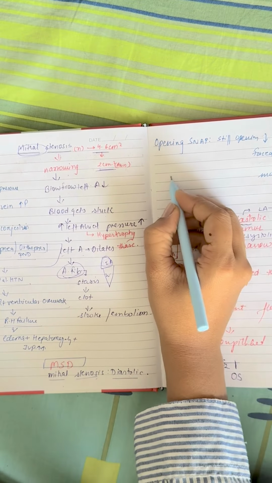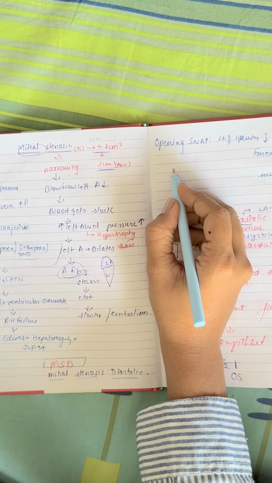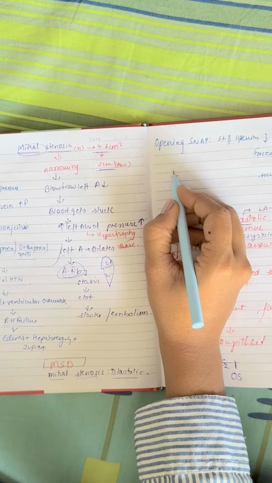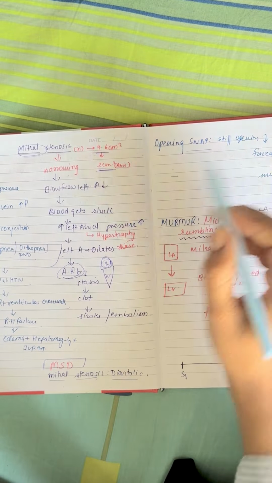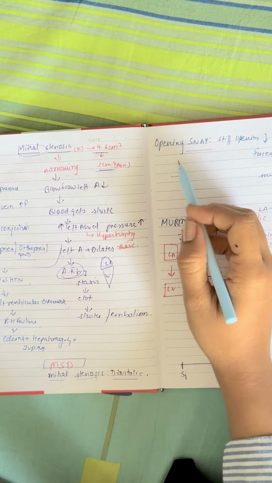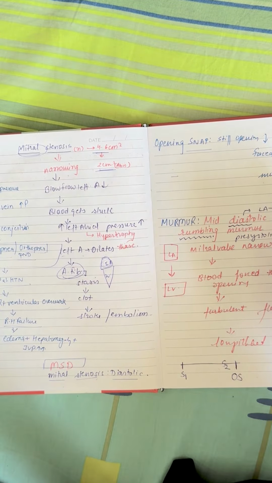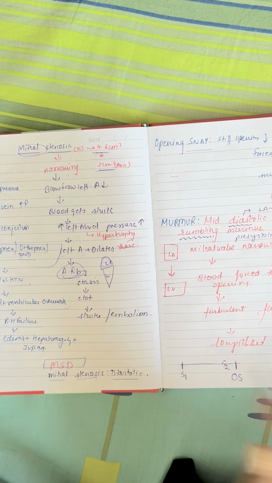Now, a very peculiar thing about this is the opening snap. When the valve is stenosed, or when the pressure in the left auricle increases and there is high pressure there, there is a snap opening. It is a stiff opening, and it's a pop sound. That is the opening snap. The more severe the stenosis, the closer the opening snap is to S2.